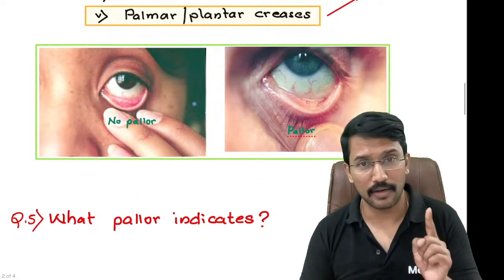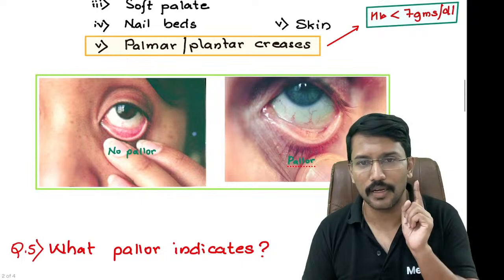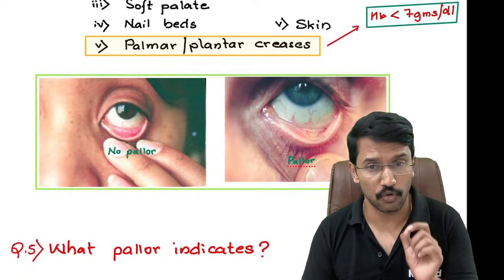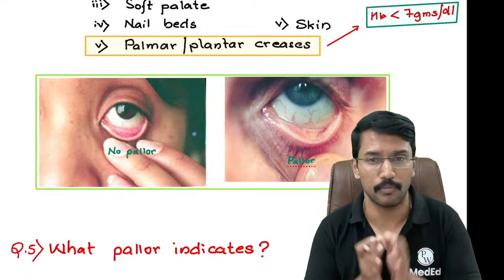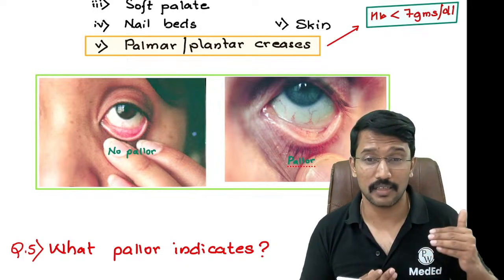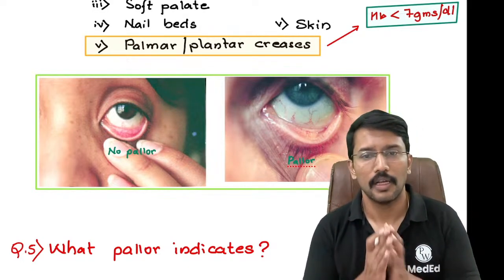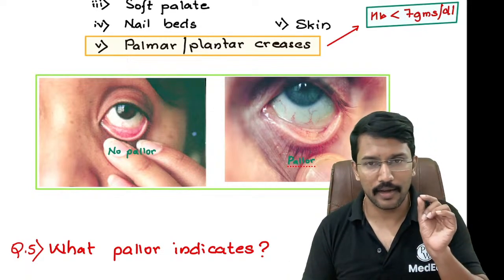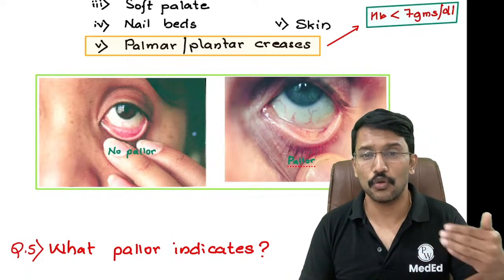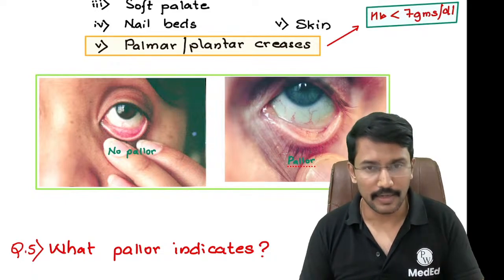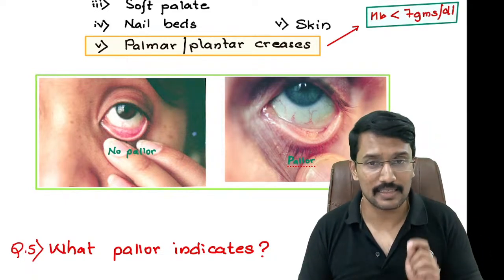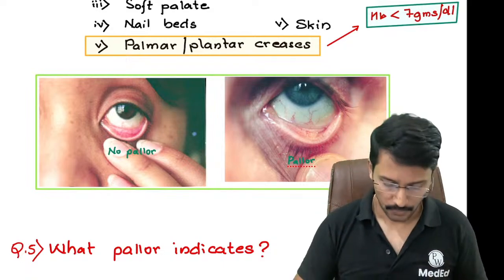Okay, so palmar and plantar creases are very, very important because they point to hemoglobin less than 7 grams per deciliter, and 7 grams per deciliter is a critical number. Less than this, we might start losing internal organ function. And that is why you open any hematology textbook or any medicine textbook and there comes a question: when should we consider blood transfusion? The threshold for transfusing blood is when hemoglobin is less than 7 grams per deciliter.